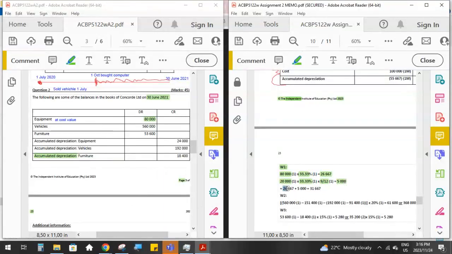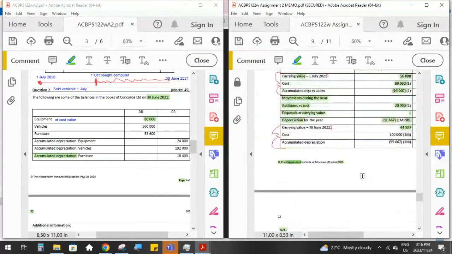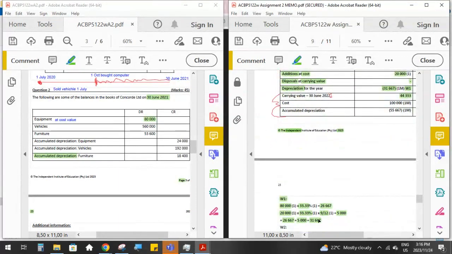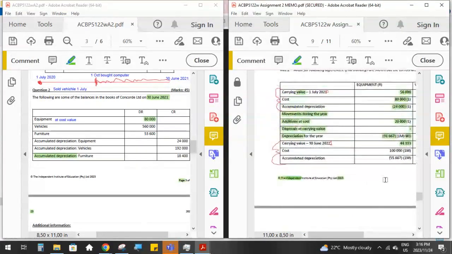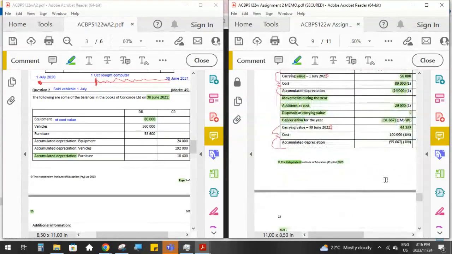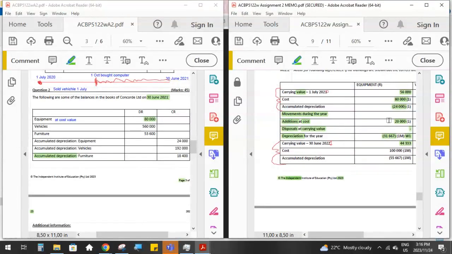Then I add together the depreciation for the equipment that I owned for the whole year, plus the depreciation for the new equipment. That means for the whole year, my depreciation is 31,667. That's the end of my workings. And I take that amount, 31,667, and I write it into my depreciation line for the year under equipment.